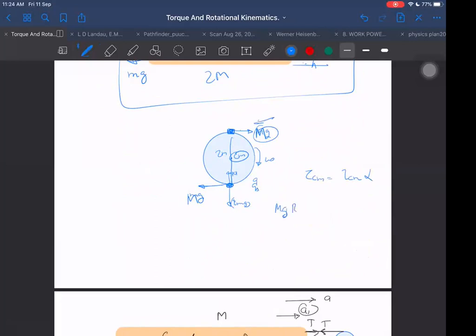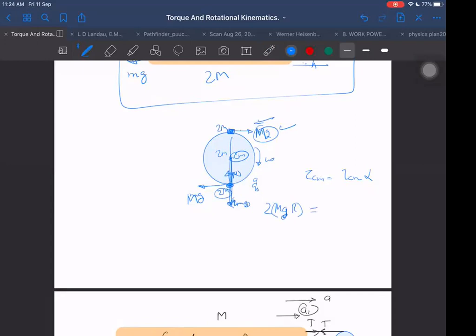No, it is not mg. Yes, mg only. It is mg, but mass is 2m. Force is mg, but mass is 2m. So mg into r because of this upper force, and the lower force also that only. Then we will be getting 2mg into r. Right or not? Due to normal, 0. Due to 2mg, 0. These are passing through the center, zero torque due to this. This is equal to ICM into alpha.